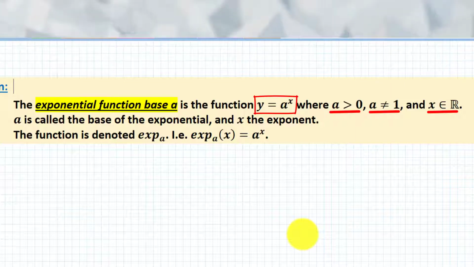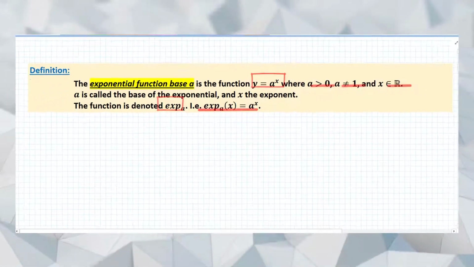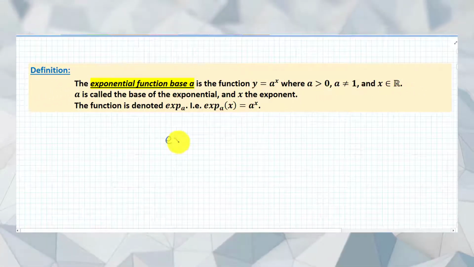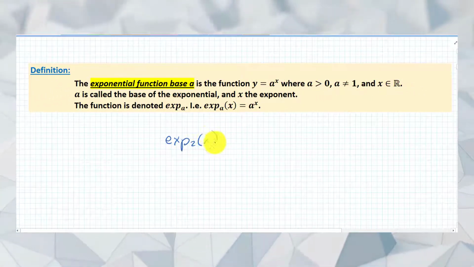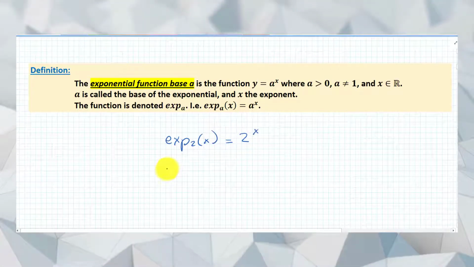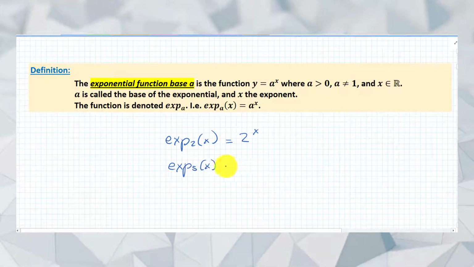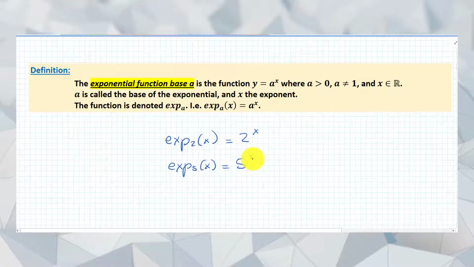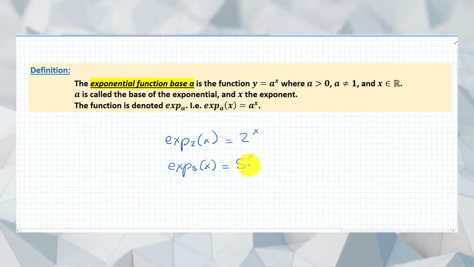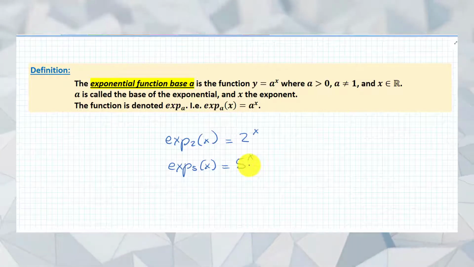I will use exp subscript a of x to represent the function a to the x. For example, if I write exp base 2 of x, that simply means 2 to the x. Or if I write exp base 5 of x, it will mean 5 to the x. All right. Let's go over 4 important remarks about this statement.